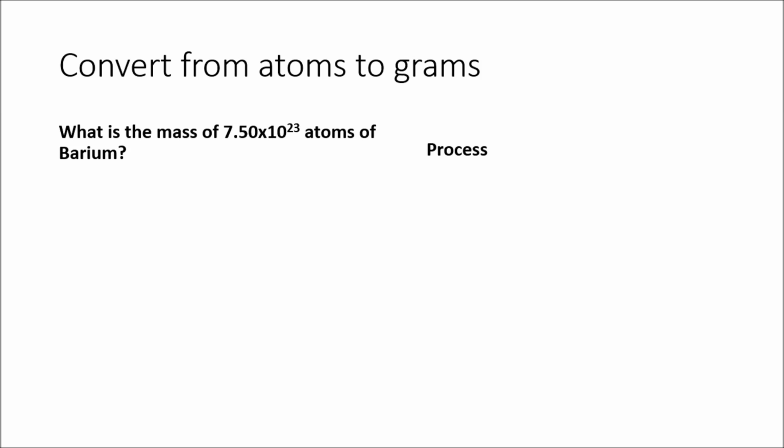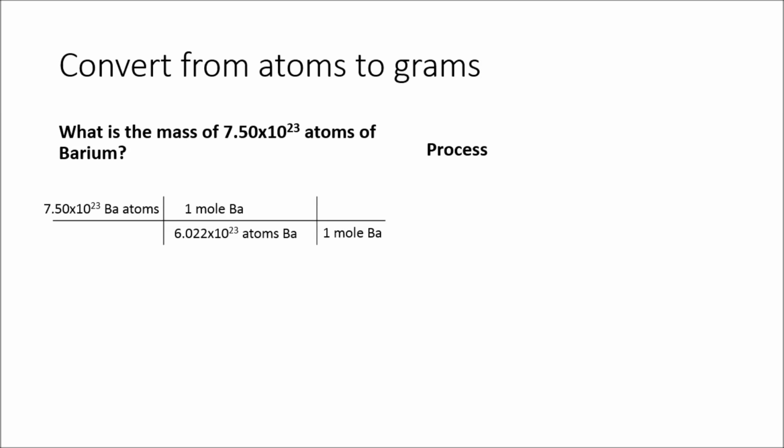Let's do the reverse. Now we're going to convert from atoms to grams. So here we have what's the mass of 7.50 times 10 to the 23rd atoms of barium. So let's set this up. Again, we've got more space. We're going to start with our barium atoms, cool, and we're going to get rid of units of atoms and convert it to moles. So 1 mole contains Avogadro's number of atoms, and then 1 mole of barium from the periodic table weighs 137.33 grams. We put that into our calculator, and we get 171 grams of barium.